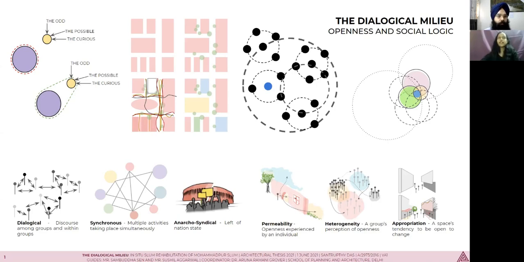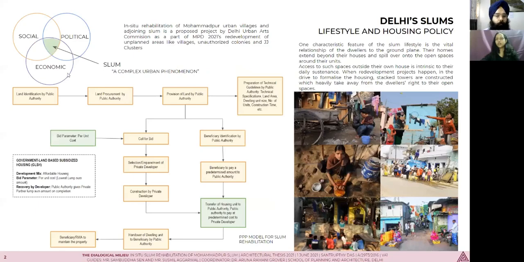So this is what I came up with: the slum is a strategic confluence of social, political, and economic systems of any city. And it's a complex urban phenomenon. It is important to note, as you can see from the images here, that the most characteristic feature of a slum is that its lifestyle is very different from how we look at formal housing in general for middle income groups or high income groups. Their relationship to the ground plane, to the outer open spaces around their houses, is of prime importance there.